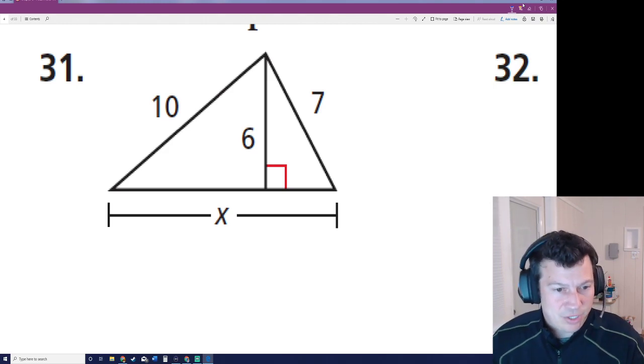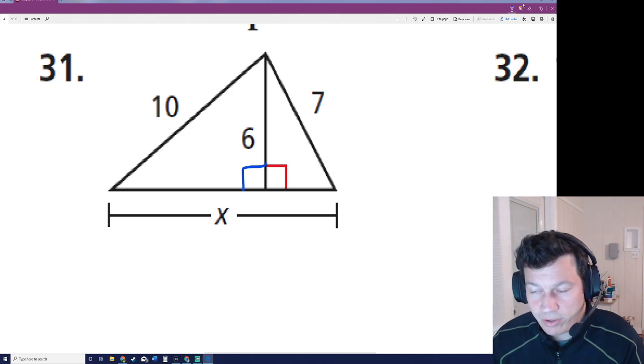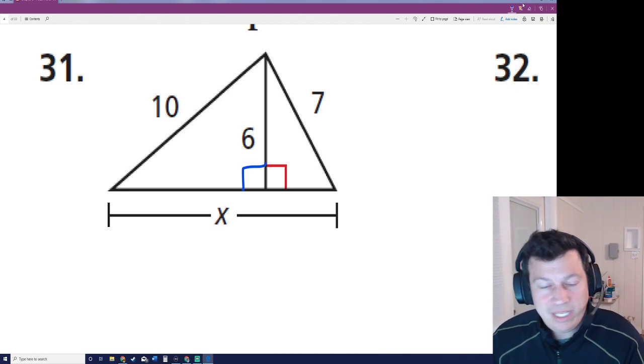And I say that because it's not a right triangle, right? We do have 2 right triangles here. Of course, if that's a right angle, so is that. So we do have 2 right triangles. But really, in this case, just solve what you know first.